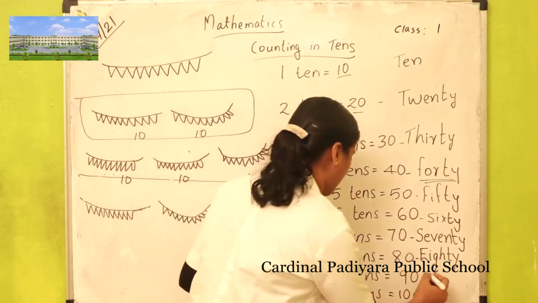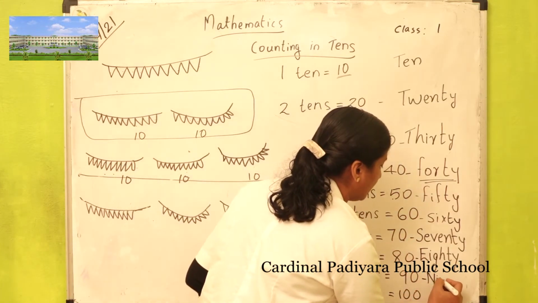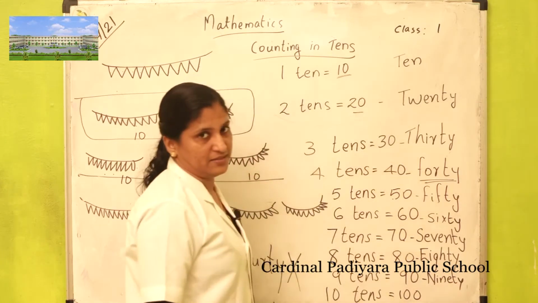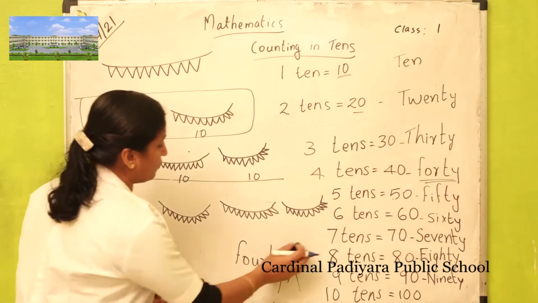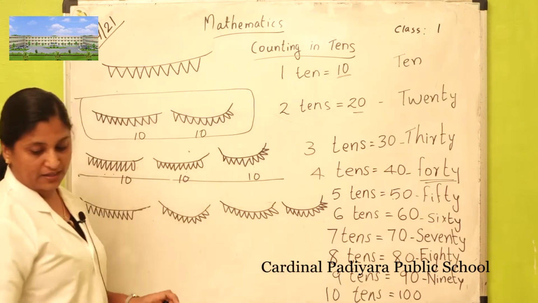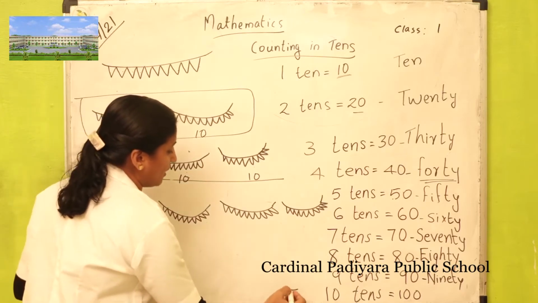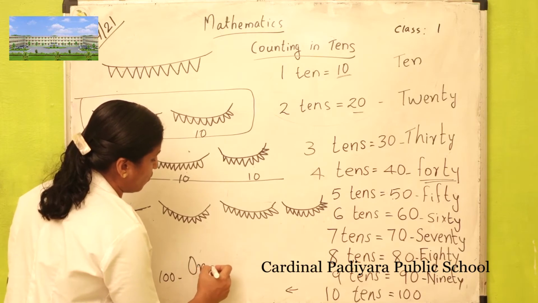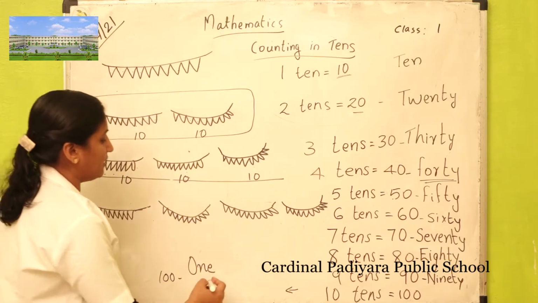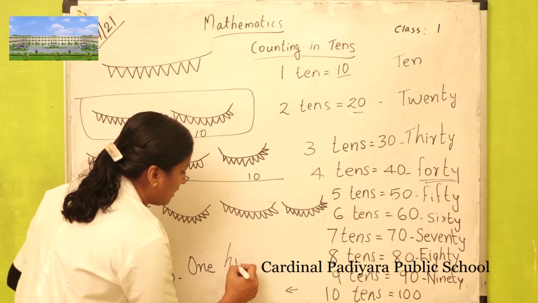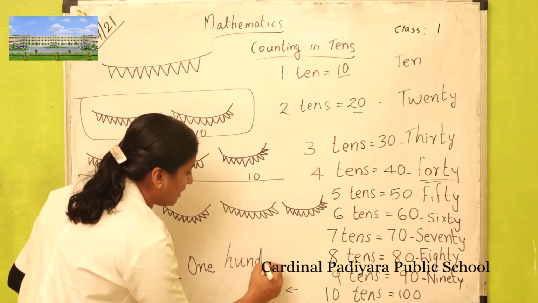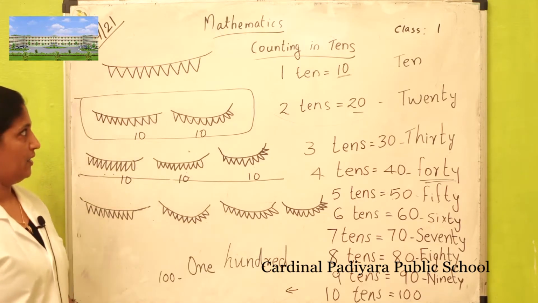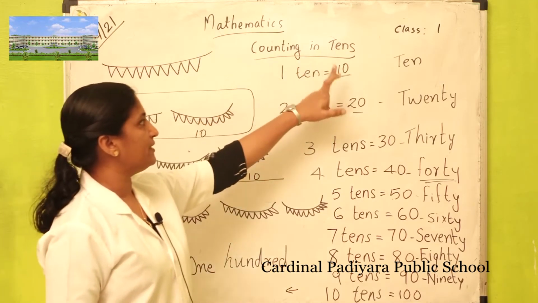Then 9 tens is 90. What is the number name of 90? N-I-N-E, 9. Then T-Y, 90. Okay, the last one, 100. 10 tens is 100. So number name of 100 is, first write 1, O-N-E, 1. Then what is the number name of 100? H-U-N-D-R-E-D.